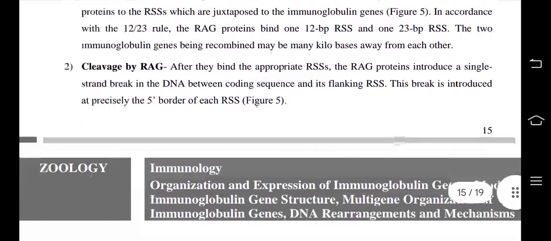Then, cleavage by RAG. After they bind the appropriate RSS, the RAG proteins produce a single-strand break in the DNA between the coding sequence and its flanking RSS. This break is introduced at precisely the 5' border of each RSS.